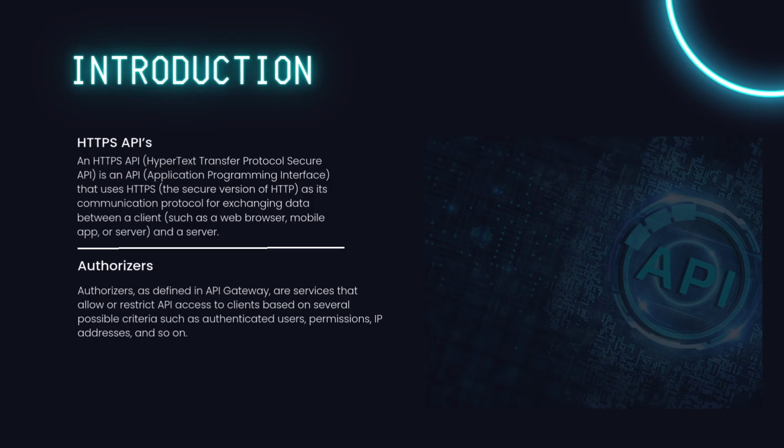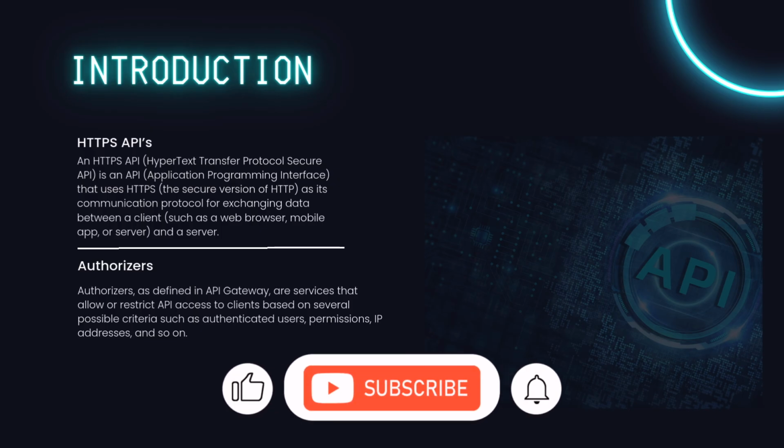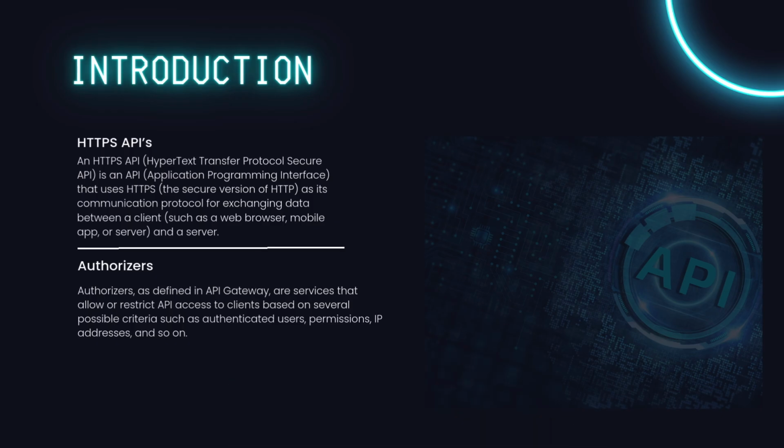So to give you an overview, what is an HTTPS API? An HTTPS API is a hypertext transfer protocol secure API, which uses the HTTPS protocol, the secure version of HTTP, as a communication protocol for exchanging data between a client and a server. So, if a client tries to access data from a server and it goes through a secure HTTP connection or secure HTTP protocol communication, then it is an HTTPS API.